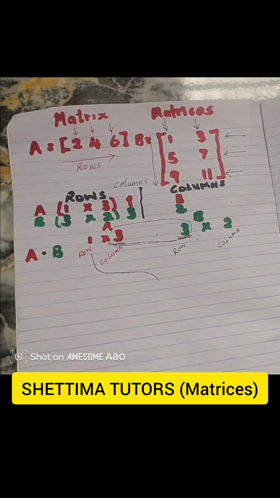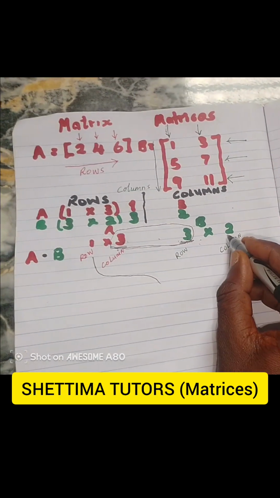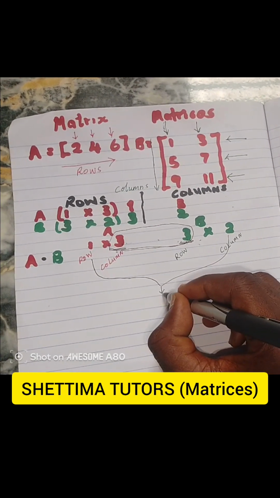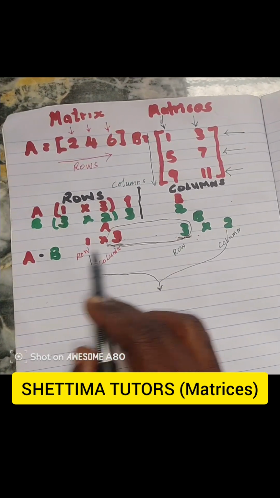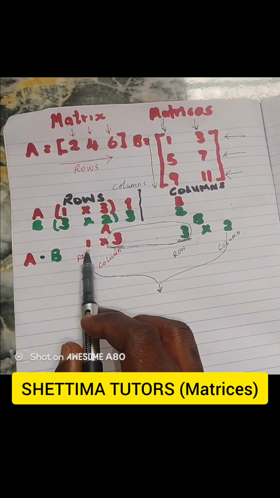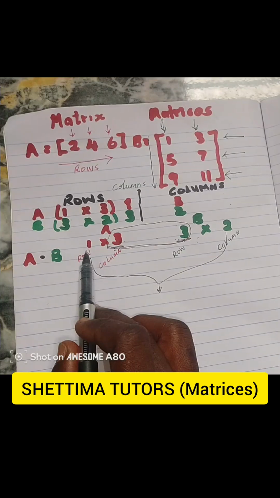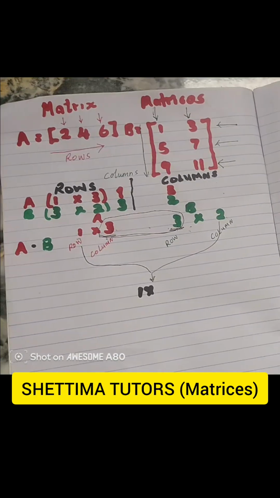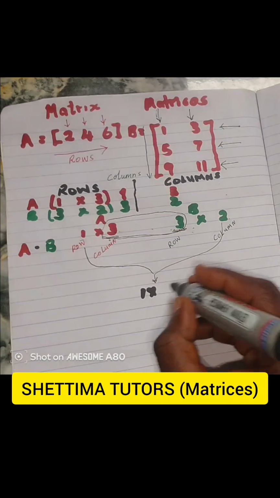The remaining two numbers, not circled, tell us that the resultant matrix is going to be a 1 by 2 matrix. So if you don't get a 1 by 2 matrix, you already know you're wrong.